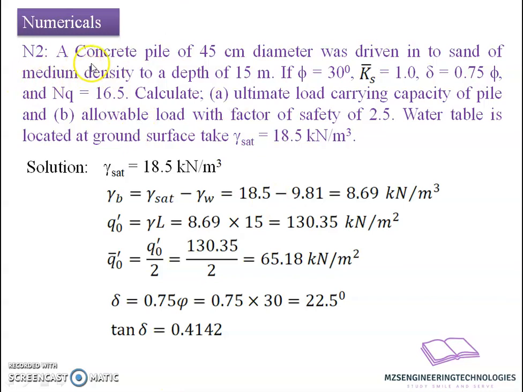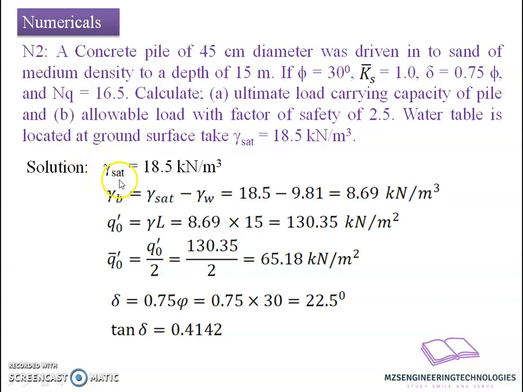So in this statement, he says the pile has been driven into sandy soil, which is the case of cohesionless soil, where C will be equal to 0. The diameter of the pile is given to us, the depth of the pile is given to us, and the parameters related to soil are given to us. The additional feature is that the water table location is also mentioned here, which is located at the ground surface. So we have to take care of this water table effect. That's why let's move towards a solution.